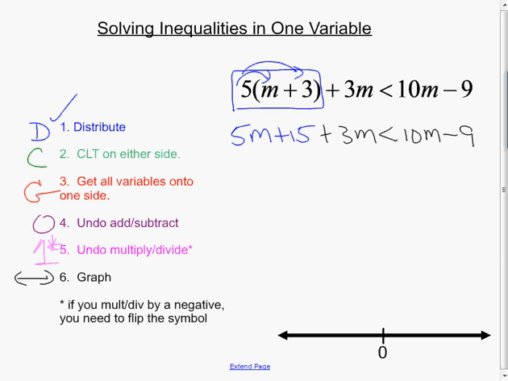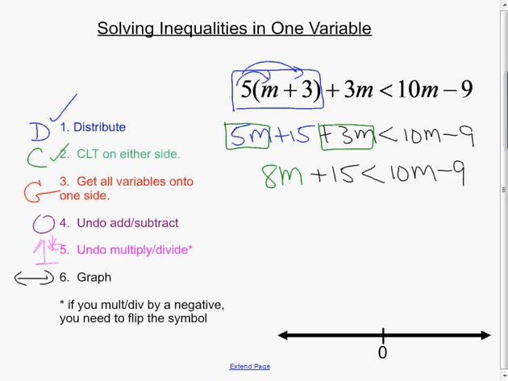Now I'm going to look to collect like terms on either side. And I notice on the left side I need to do that because my 5m can be combined with my 3m. If you note here, it cannot be combined with the 10m because it's on the other side of the inequality. But I can combine the 5m and 3m because they're on the same side. So that will give me 8m, just using the signs there. They're both positive, so it's addition. And then I'll bring down the rest of the problem that I have not done anything to.